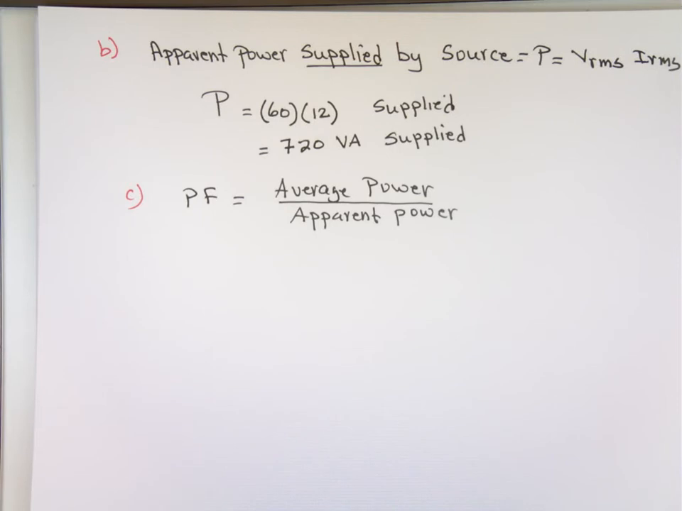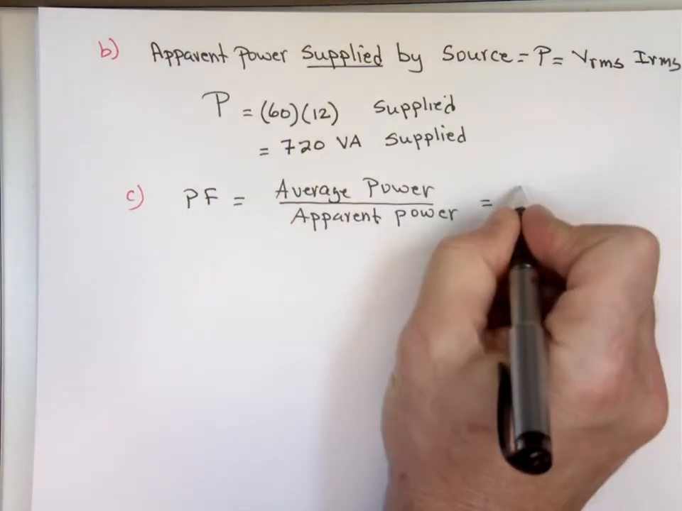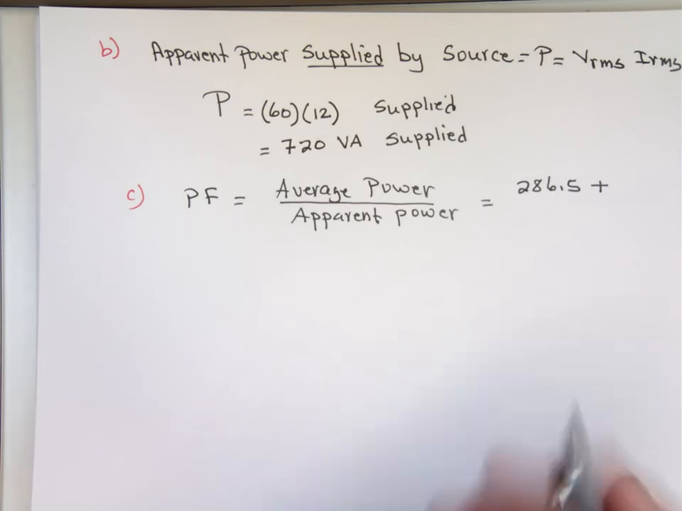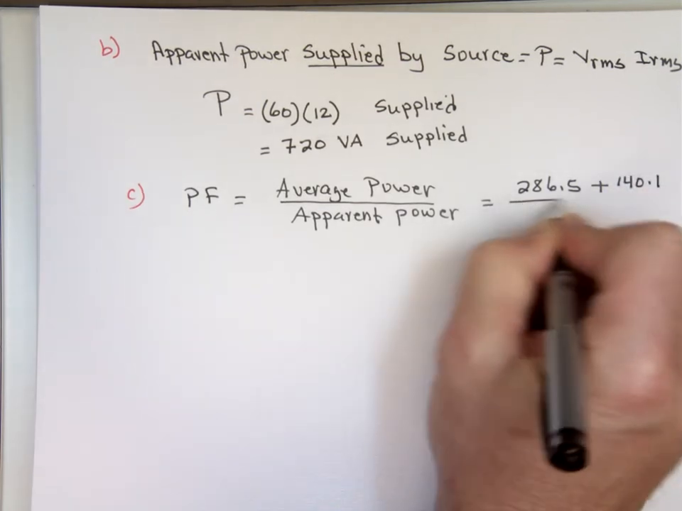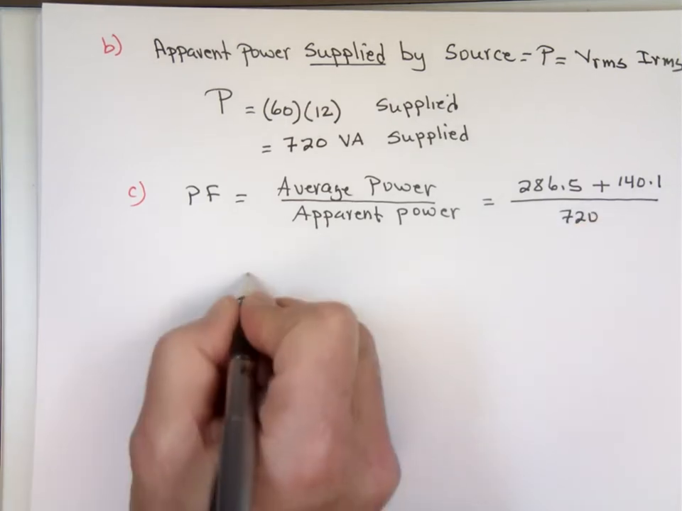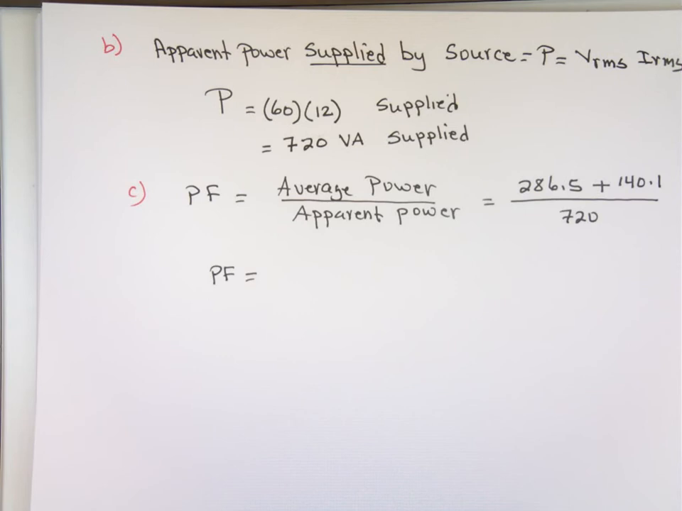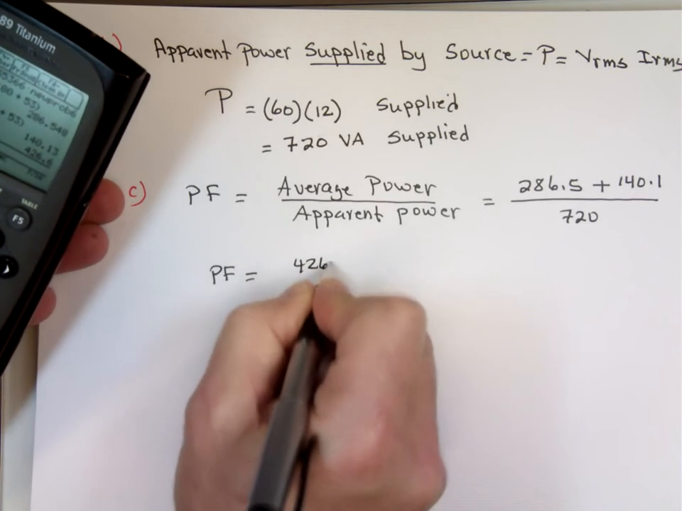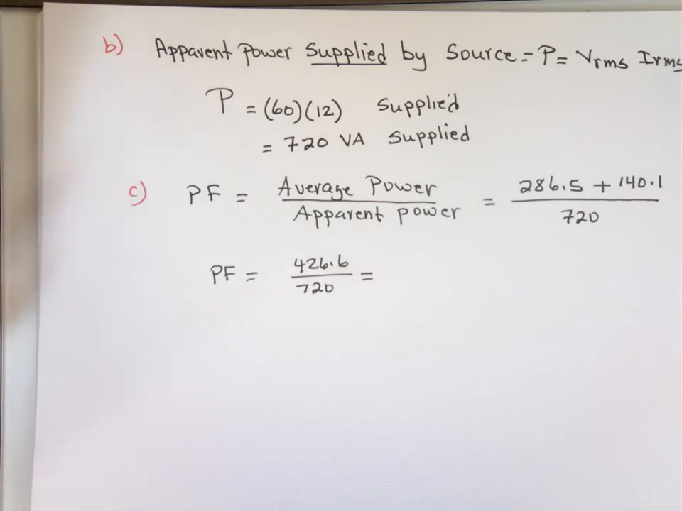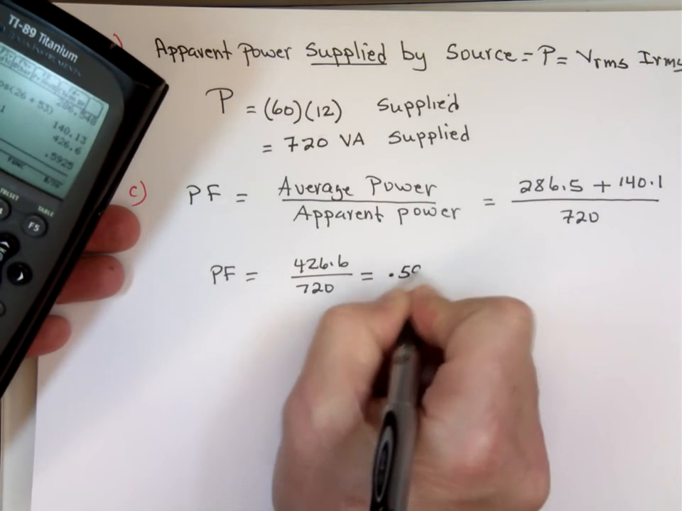So the combined average power for both of these is what? Load number one took how much? 286.5. Add to it the power taken by the second load, which is what? 140.1. And what is the apparent power? 720. What is it, 50, 60, 70%? Small number, it's not going to be that good. 286.5 plus 140.1 is 426.6, divided by 720, more than 50%. It's just about 60%. Yep, 0.59. That's not good.